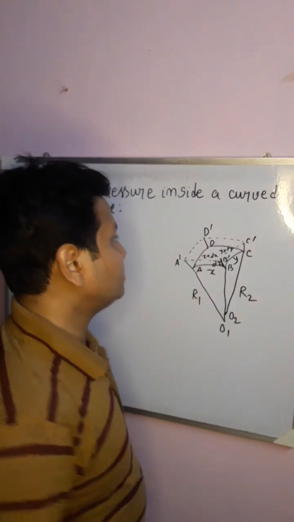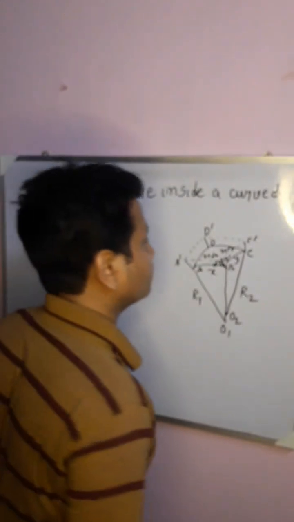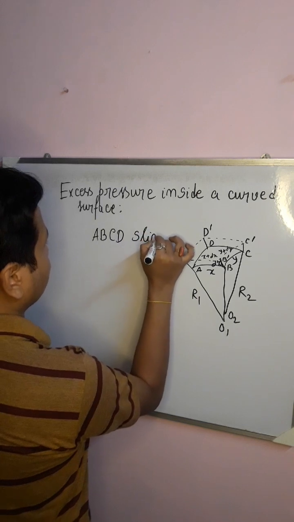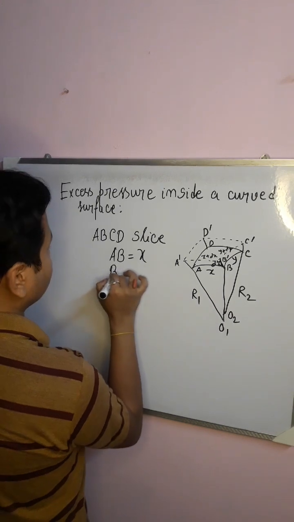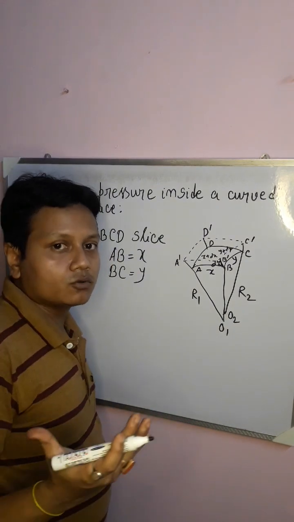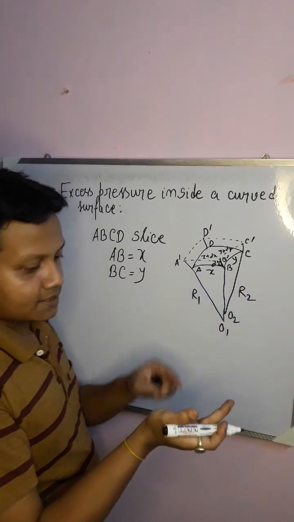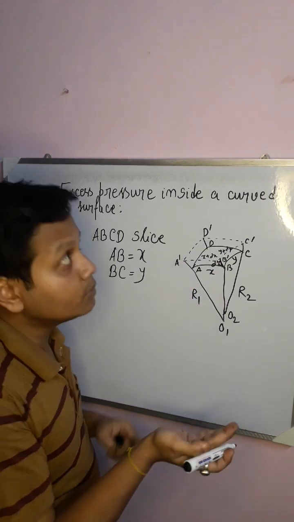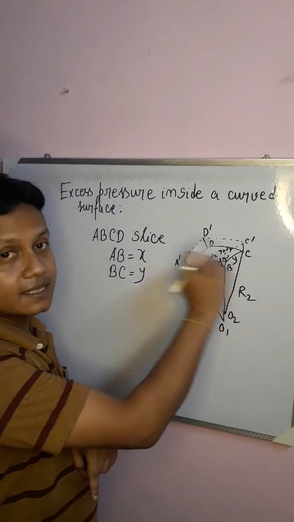Now ABCD is the rectangular slice whose sides are of length x and y. That is, AB equals x and BC equals y. Fine. Now, as we know that the excess pressure always lies in the concave side, that means this side. So due to this excess pressure, ABCD will be pushed forward. The excess pressure will try to push forward the slice ABCD.